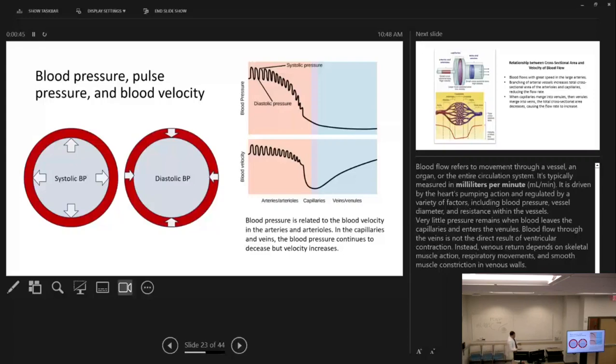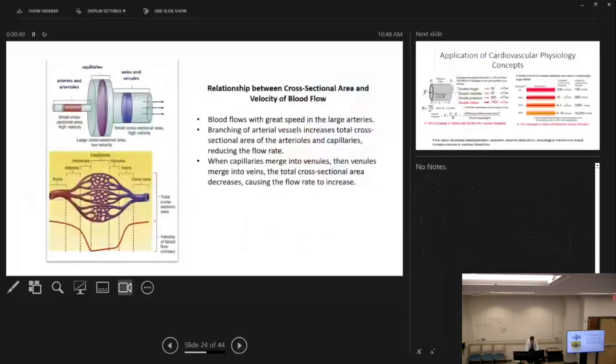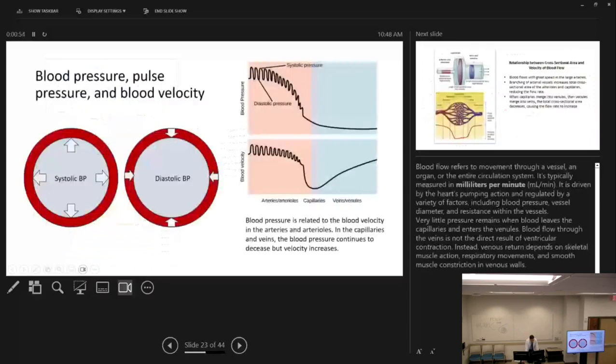Okay, so this is exactly the same diagram that we showed you at the beginning. This is exactly this line here, but represented in this other diagram. So I wanted you to have these two together so you don't get confused, because these are the things that confuse the students the most: the difference between pressure and velocity in the capillaries, in the arteries, and in the veins.